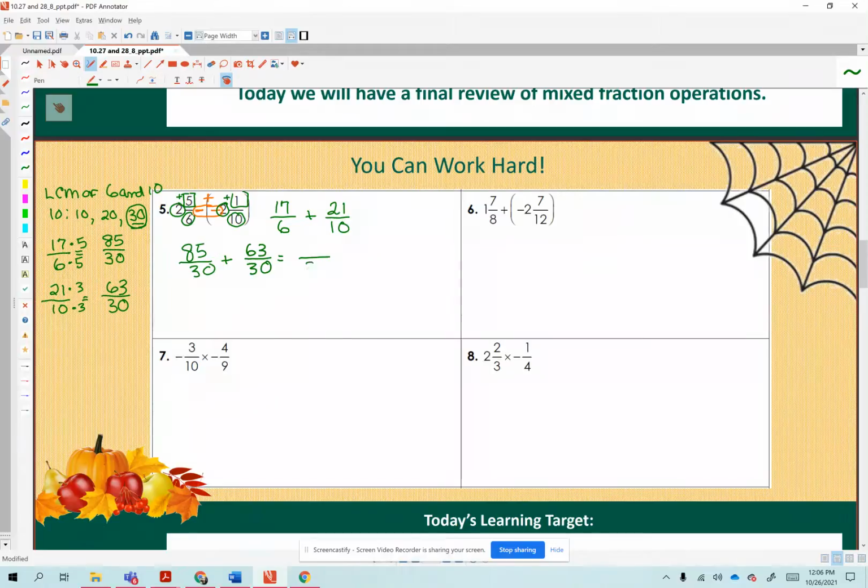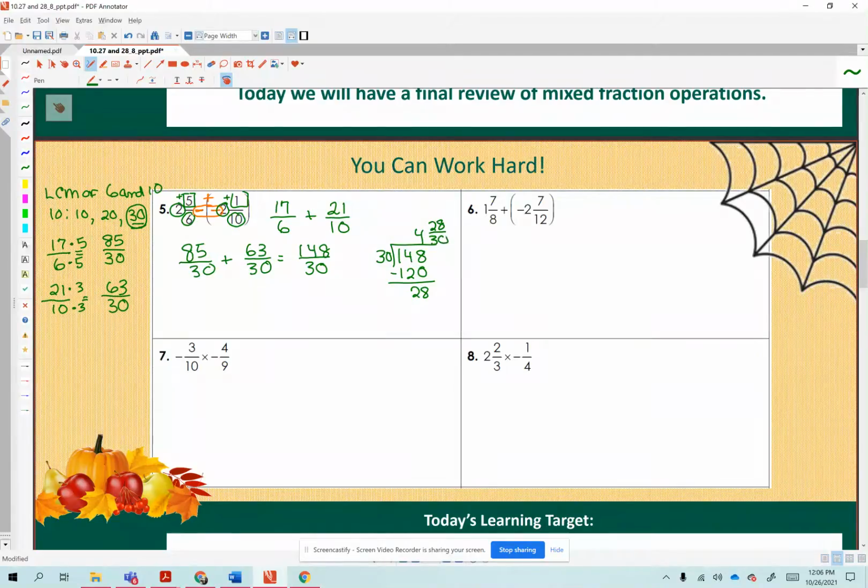And then I have my denominator already of 30. I simply need to add the numerators. And 85 and 63 equal 148. So now I want to take that 148 and I want to divide it by 30. And I know that 30 times 4 is 120. 30 times 5 is 150. That's too much. So I will have 28 over 30 left over.